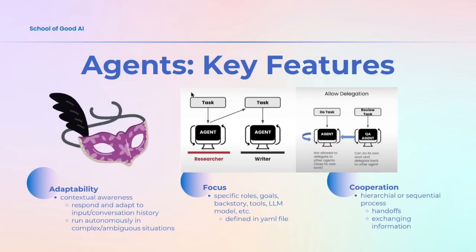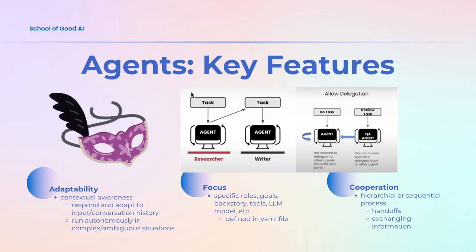The key features of a CrewAI agent include adaptability, focus, and collaboration. Similar to agents built with OpenAI Agents SDK, CrewAI agents can respond to new contexts that appear in ongoing conversations. They are also able to focus on specific goals defined in a YAML file that will be imported into the main program where the agents are run. Other attributes that can be controlled include the agent's backstory, tools, and LLM model.